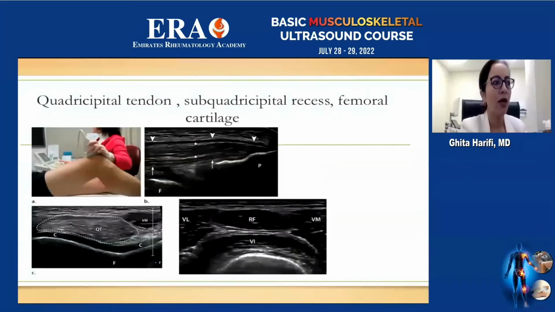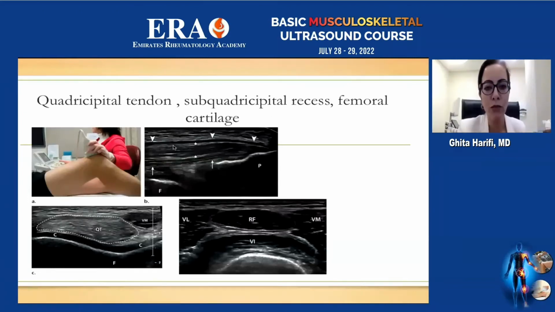Now, the evaluation begins with placement of the probe in the sagittal plane, just proximal to the patella, along the long axis of the quadriceps tendon. It is important to evaluate the complete quadriceps tendon, medial to lateral. So as you place the probe here, you place it in the middle, but you move the probe medially and laterally. This is important to evaluate the totality of the tendon, but also important for the suprapatellar recess, as we're going to see, so you don't miss a small effusion, for example.